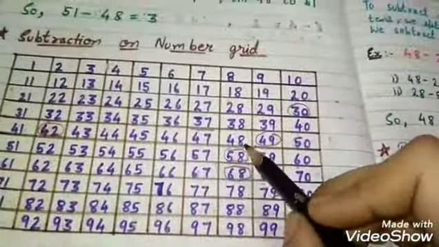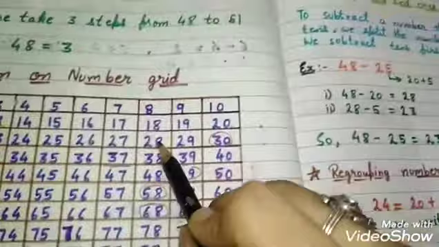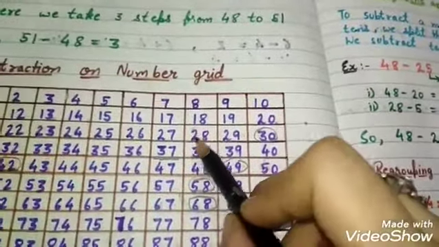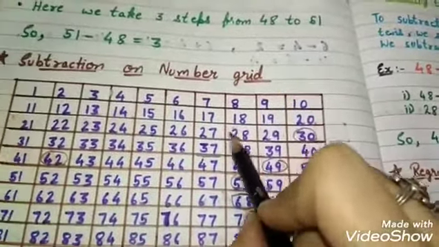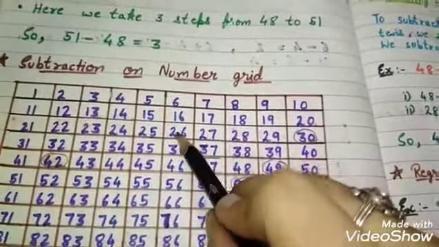So 28 minus 5, see where is 28? Here, right? And minus 5, so we have to move 5 steps backwards. 1, 2, 3, 4 and 5. We get the answer 23. I have written plus here to show you that you have done it in addition also, but here it will be minus. So 48 minus 25, we get the answer 23.